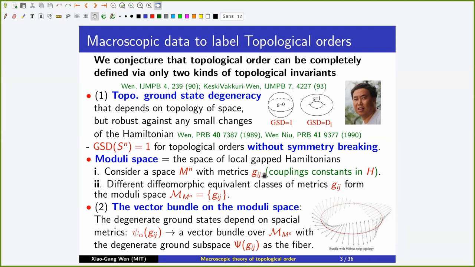Okay, but in kinetic matter, we pretend the space of a coupling constant can be modeled by this metric. So this is one assumption we make. Then once you have this space of coupling constants, you have this ground state degeneracy. Then we have a fiber bundle. Basically, for every coupling constant, you have a degenerate ground subspace. And when you change the coupling constant, this subspace rotates.